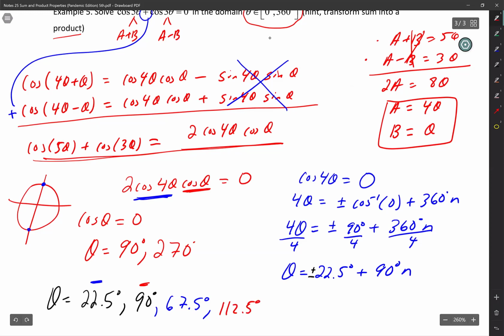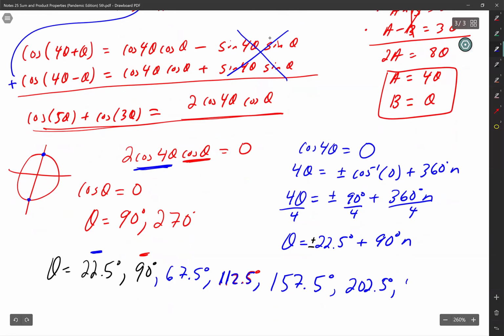And then again from the blue, the 22.5 plus 90 is 112.5, then 157.5. I'm just adding 90, guys, to the 67.5. That's easy to do. Just add 100, subtract 10. And then add another 90. So 112.5, 202.5, and then the 157.5 plus another 90, so that's 247.5.